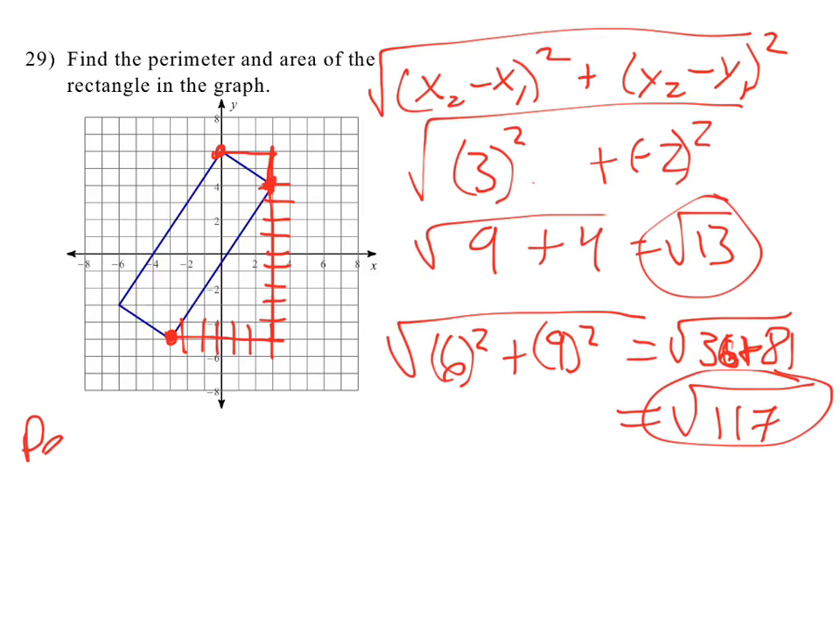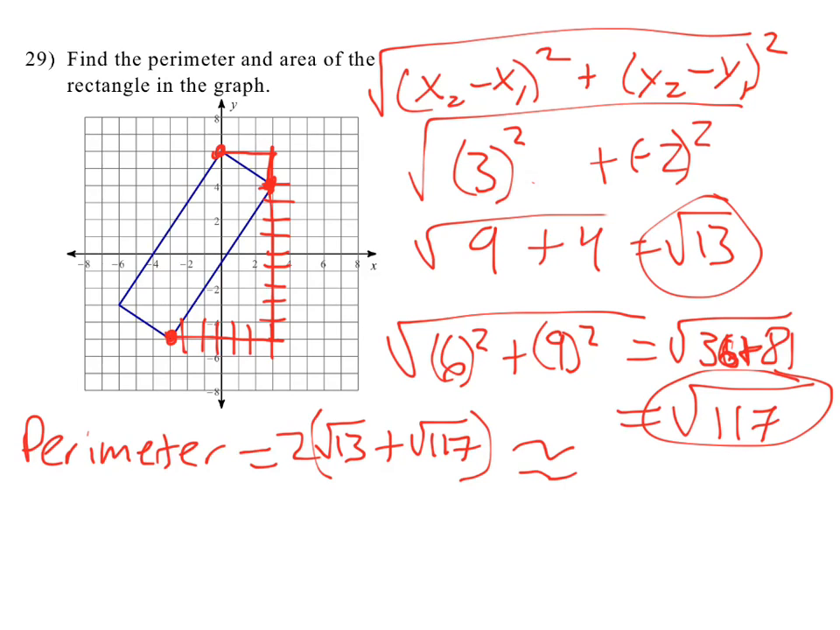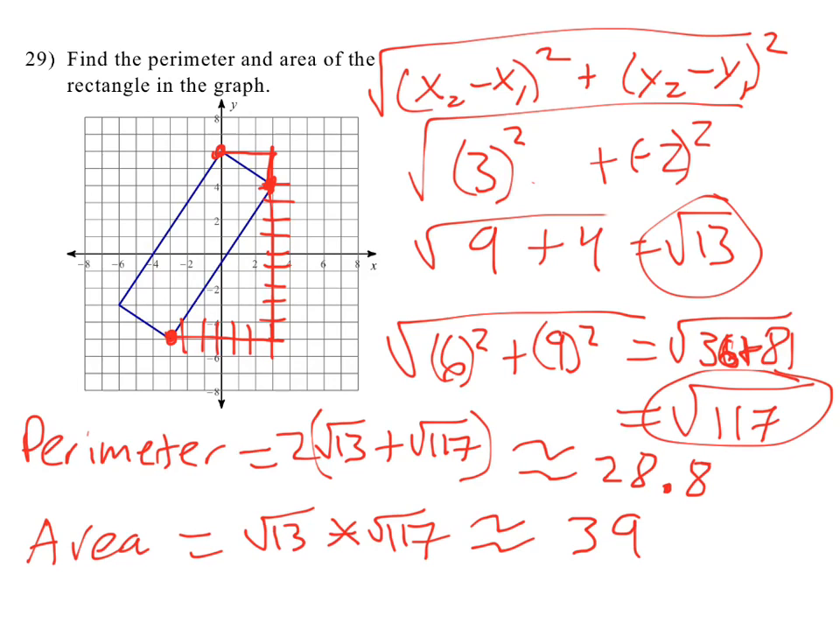If you want perimeter, you're going to get square root of 13 and then add the square root of 117, and then you take that and you times it by 2. And if you want to get the area, you're going to take those two lengths, square root of 13 and the square root of 117, and multiply them together, and you're going to get some approximate answer. I'm going to round to the nearest tenth. Alright, this is going to give me about 28.8 for the perimeter, and then about 39 for the area.